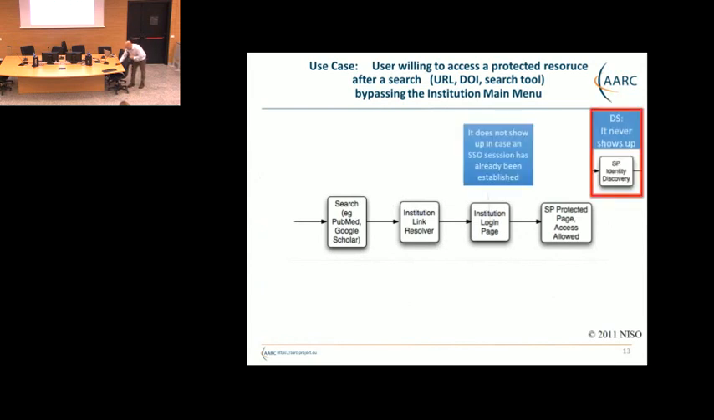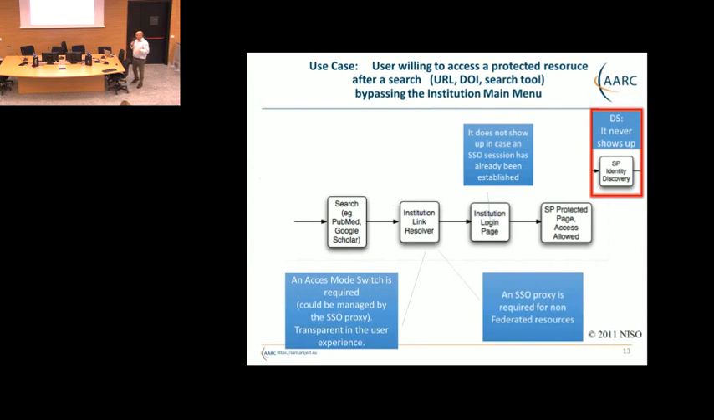Essentially, again, in that case, the institutional login page is not shown if there is already an SSO session between the user and browser and the SP. In this case, we need, as I said before, an access mode switch. Essentially, it's the functional component, something which switches from the SAML world to the IP-based world according to the resource which is accessed. The important thing is that the experience for the user should be sort of transparent.